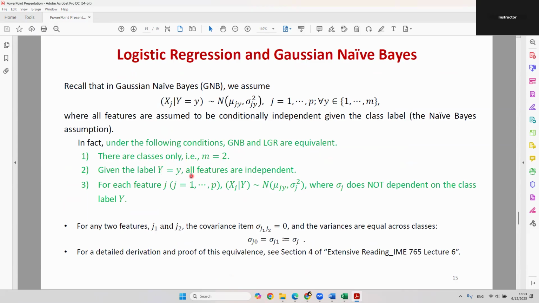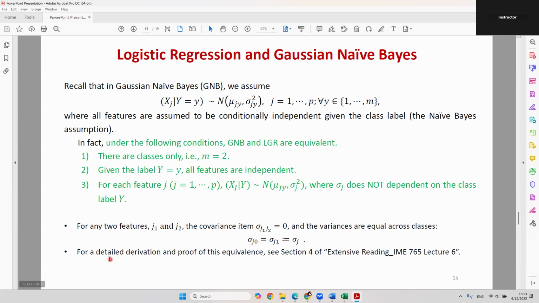Second, given the label, all features are independent. This is actually the naive Bayes assumption, remember? And third, for each feature j, given y, xj follows a normal distribution with mean mu jy and variance sigma j. And this sigma j does not depend on the class label y. As long as these three conditions are satisfied, LGR and GNB are equivalent.